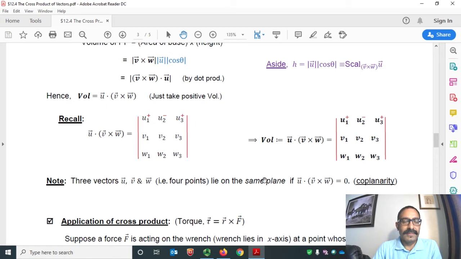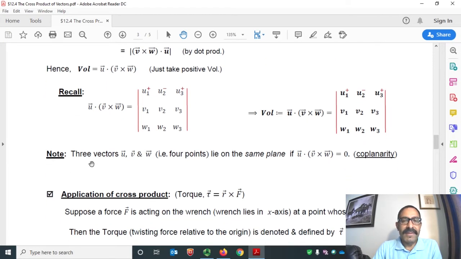Now let's move on. Quick note: three vectors, vector u, vector v, and vector w, or 4 points, lie on the same plane if the scalar triple product is 0, which is called coplanarity. We know the three vectors determine the parallelepiped. If the volume is 0, that means the parallelepiped is smashed onto the ground, so we don't have any parallelepiped, meaning all three vectors are coplanar. Great. So let's move on.